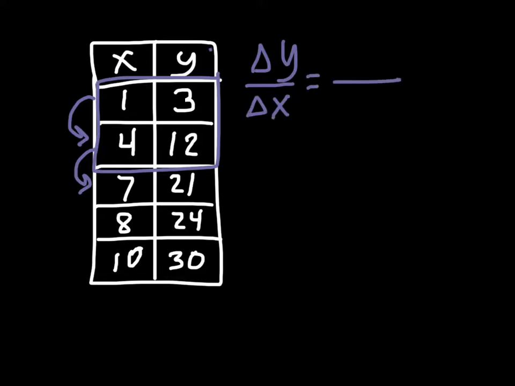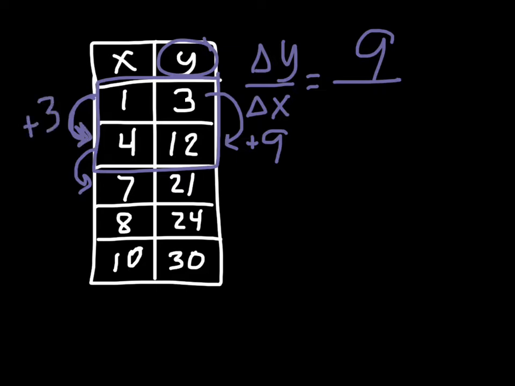So I'm going to look at my y. My change in y from the first to the second was an increase of 9. My change in x from the first to the second is an increase of 3. 9 over 3 simplifies. I can put it in my calculator, 9 divided by 3, or change it from a fraction to a decimal, and it simplifies to 3.